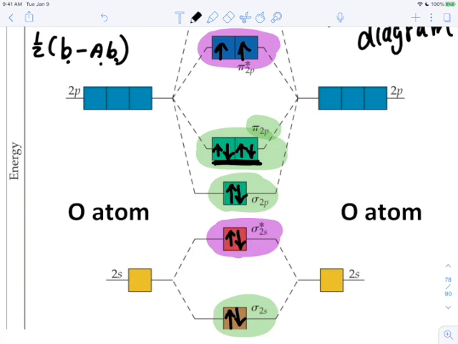Excellent. I see lots of bond orders of 2, and Jervin is recognizing that a double bond is what that means, and Tasso as well. Excellent.